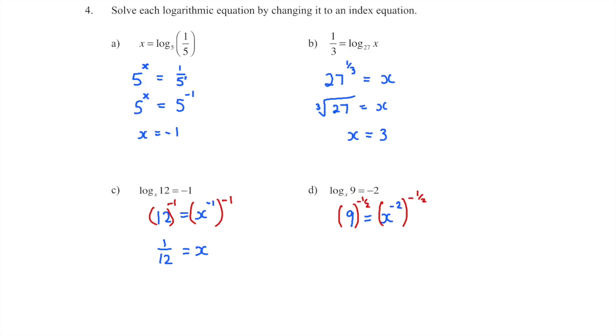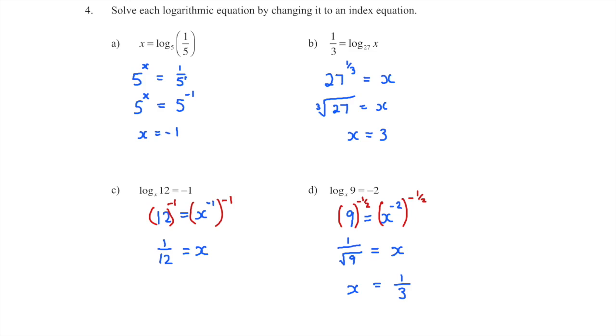Let's just check this out. On the left-hand side, I'm left with 9 to the power of minus 1/2. Well, 9 to the power of 1/2 is the square root of 9, so 9 to the power of minus 1/2 will be 1 over the square root of 9. When I look at the powers on the right-hand side, I have x to the power of minus 2 and minus a half. Times them together. Minus times a minus gives a plus. 2 times a half, it's a reciprocal. A reciprocal times the original will always give 1. A half of 2 is 1, so you get x to the power of 1. Which means x equals 1 over the square root of 9, or 1 over 3.